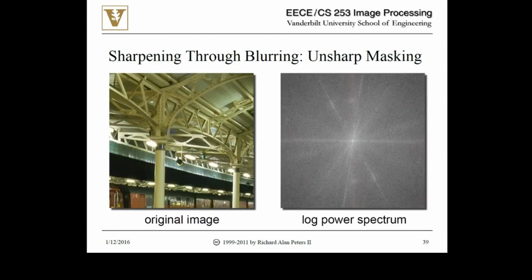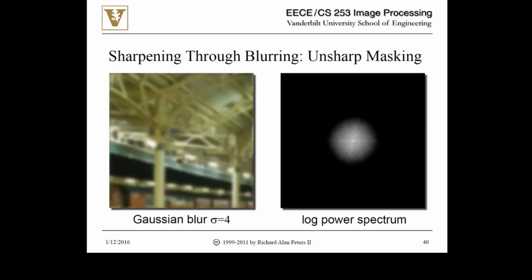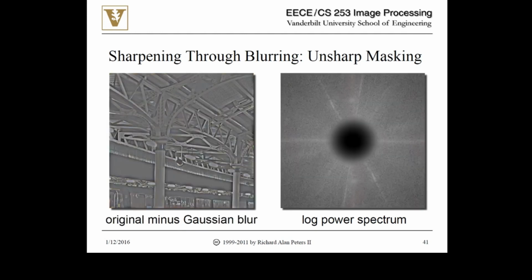So let us look at the result. This is the original image, and then this is the power spectrum. This is the blurring, where we use a low-pass filter with sigma equal 4, and we have also seen these things in MATLAB, so we know how we come to that. And now this is the original minus the Gaussian blur, so this is the high-pass filtered version.